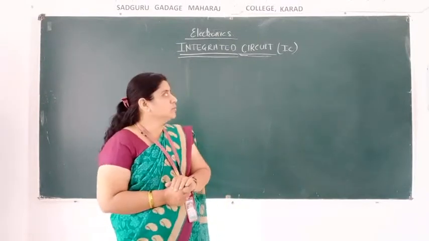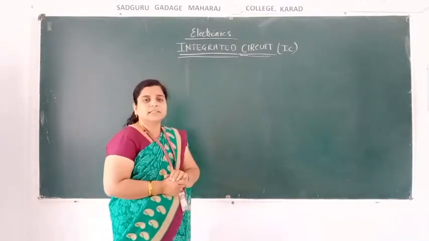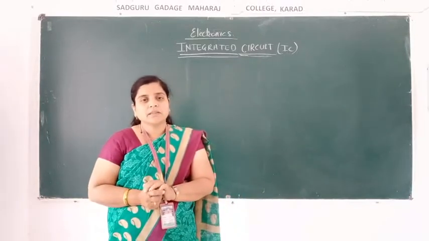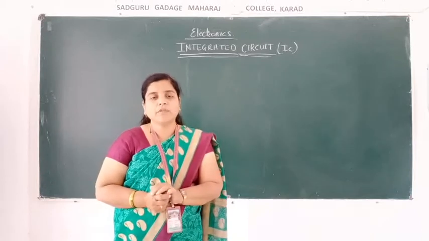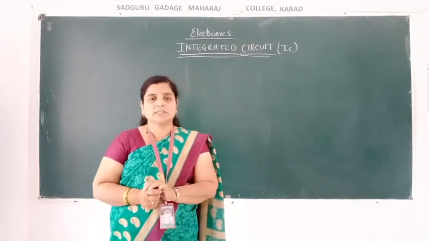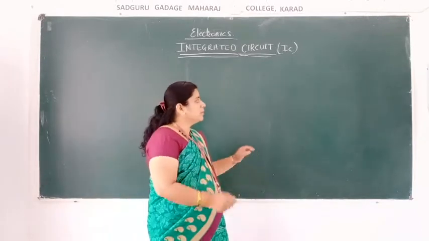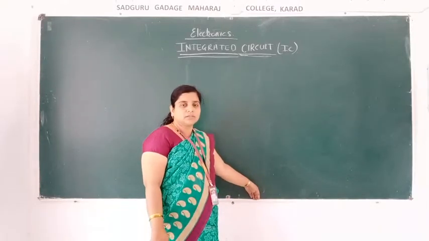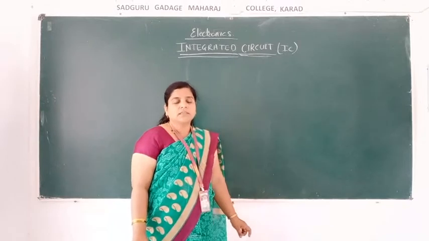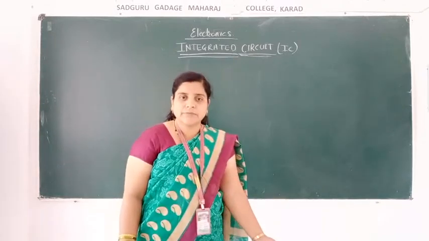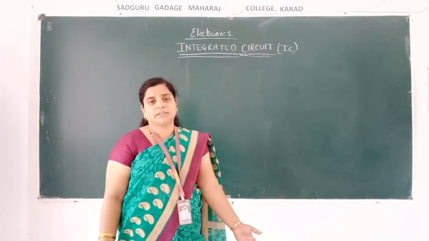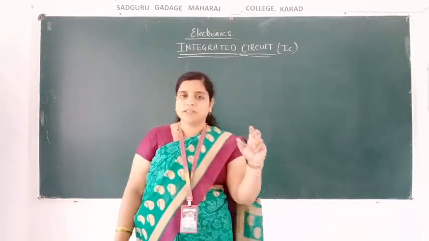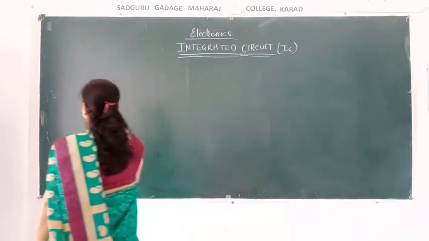So an integrated circuit is nothing but a circuit having a large number of resistors and capacitors. These are of types like small scale integrated, large scale integrated and very large scale integrated circuits. Today we are going to see the first part of this chapter, which is IC 555.